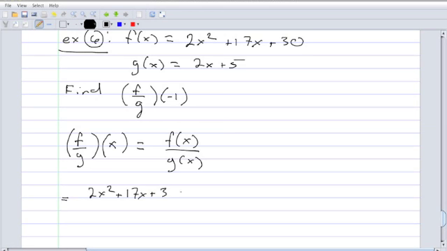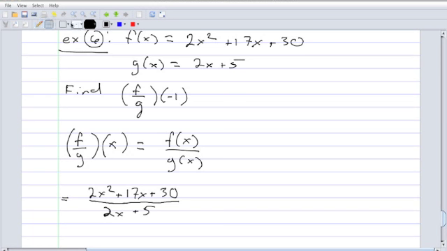So 2x squared plus 17x plus 30 divided by my g of x, which is 2x plus 5. Okay, so the symbol f over g of x means f of x over g of x. So just my f of x is this 2x squared plus 17x plus 30, and my g of x is this. So this is what I'm doing here.